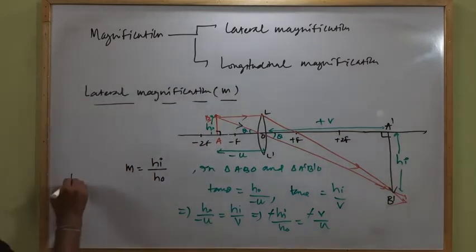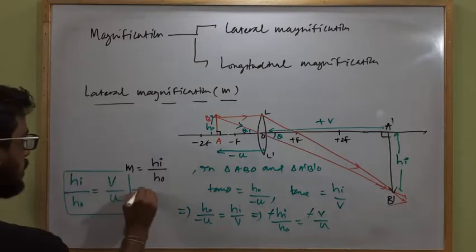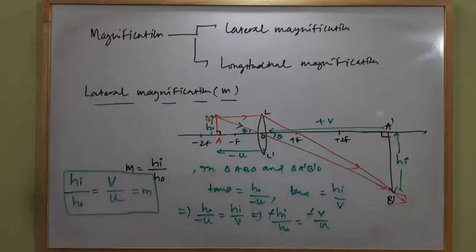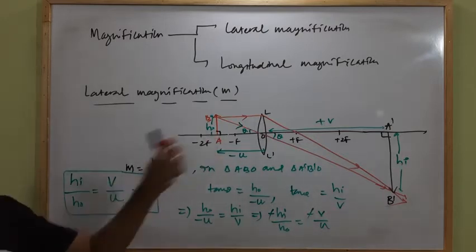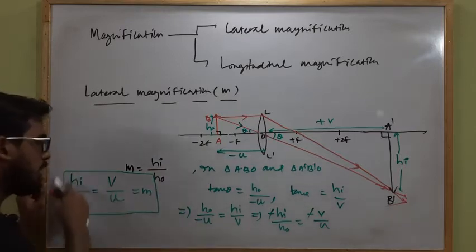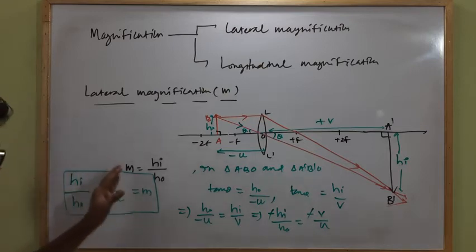So we get the height of image divided by the height of object equal to the distance of image divided by the distance of object, which is M. This is known as the lateral magnification for a convex lens. Clear? Any type of lens can produce lateral magnification, which is height of image by height of object equal to V by U, and all these are used with proper sign.